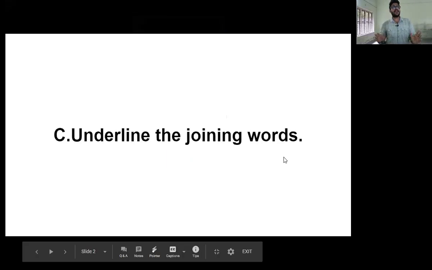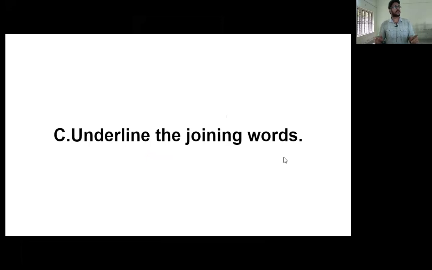C part, underline the joining words. So here today we are going to discuss the C part, underline the joining words. Before moving to the task, I need to mention one thing, that joining words are the words which connect sentences or words. So here we have two joining words, and and but, and we will see how we could find the joining words from the sentences.